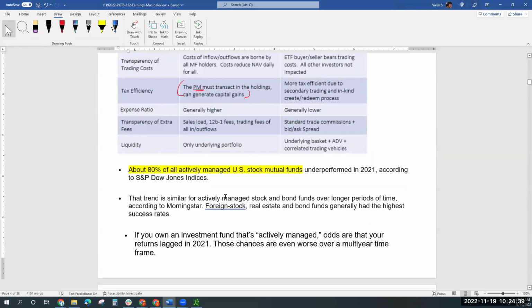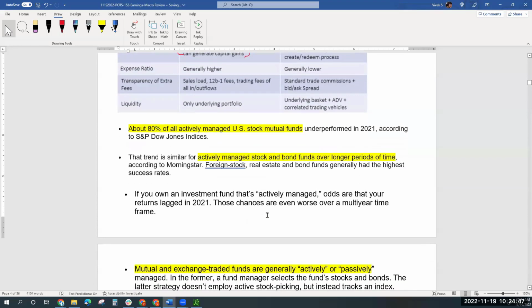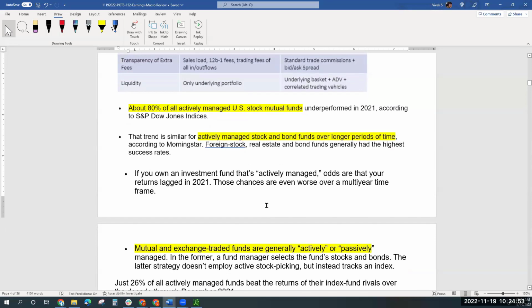The trend is similar, not just for 2021, but even for the longer period of time, right? So the whole idea of the actively managed funds was that they will beat the market, and that really hasn't come true, especially if we include the cost of owning those mutual funds.